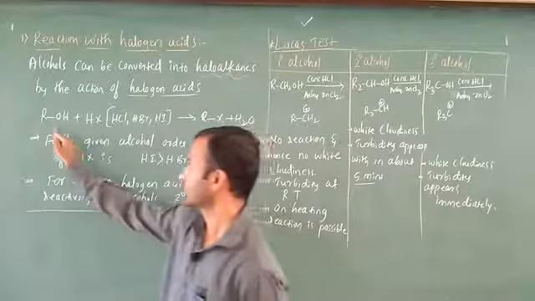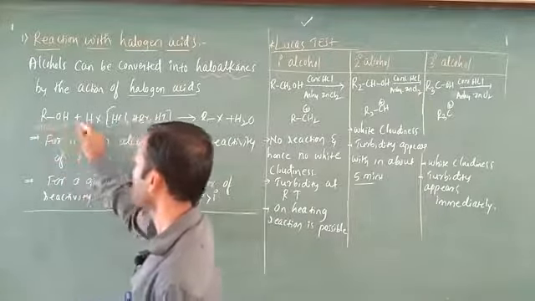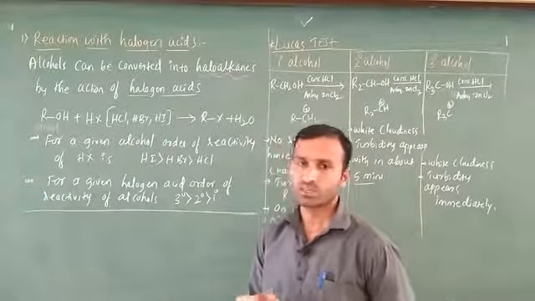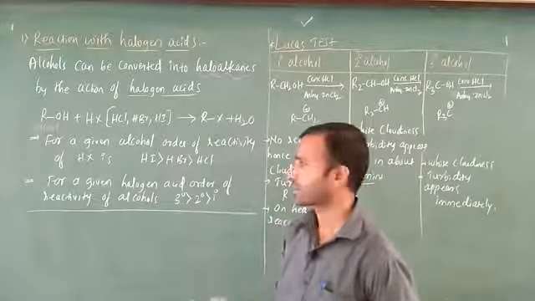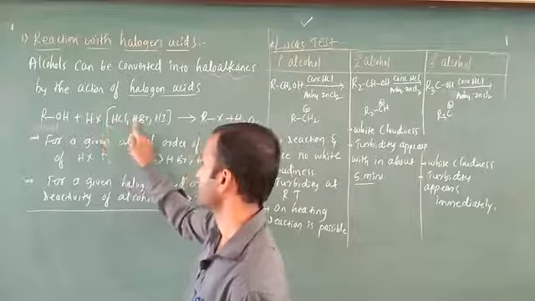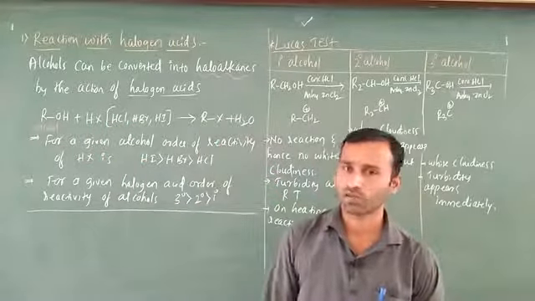What is the name of this one? The name of this one is alcohol. The alcohol can react with HX. HX means what? X means chlorine, bromine, fluorine, iodine, etc. HX means HCl, HBr, HI. Usually they are not going to consider fluorine because fluorine is a more electronegative element.